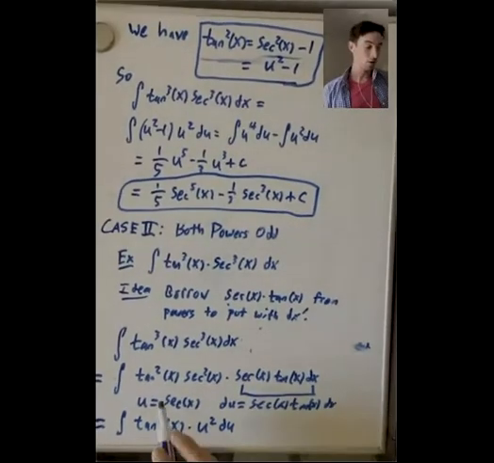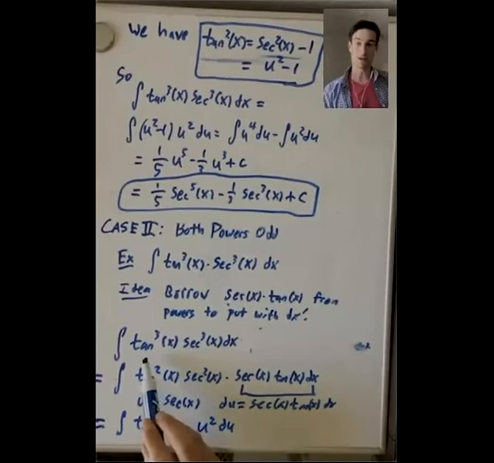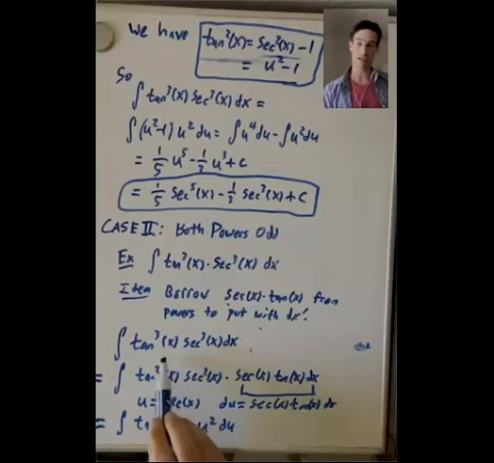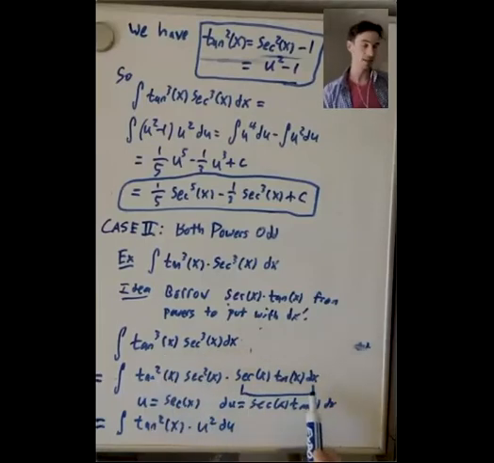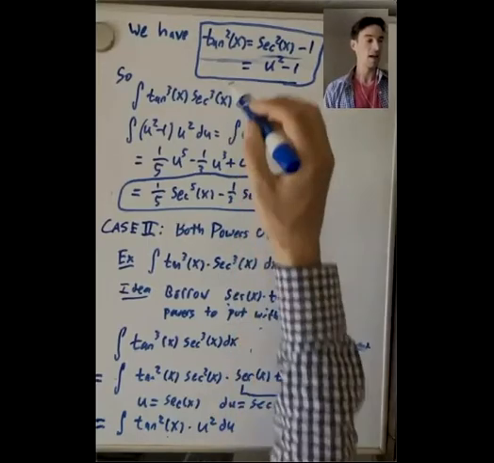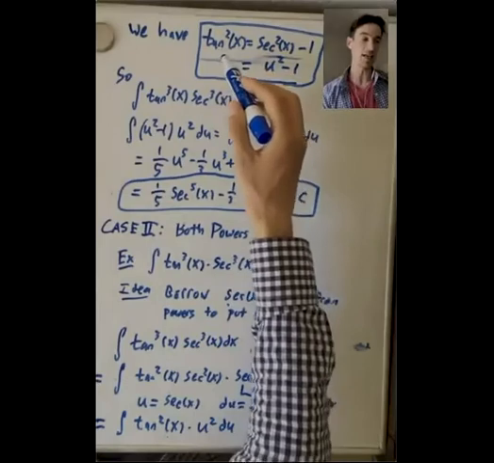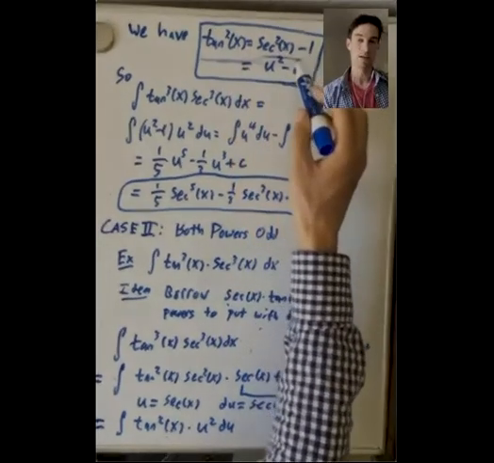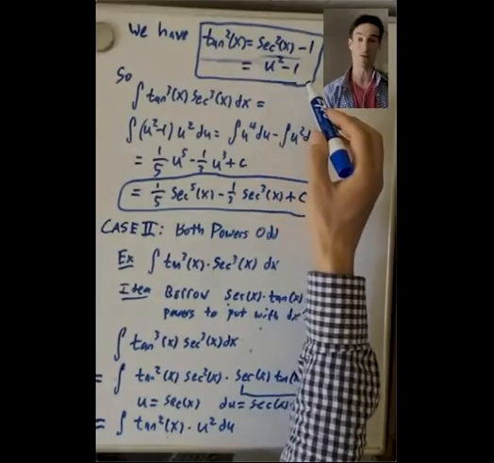Remember, our goal was to compute the integral of tan cubed x times secant cubed x dx. We borrowed a secant from the power of secant and a tangent from the power of tangent to put with the dx. We now let u equal secant x. So du is secant x tan x dx. We get the integral of tangent squared x times u squared du. And we're going to use the identity that tan squared x equals secant squared x minus 1, which in this case is u squared minus 1.